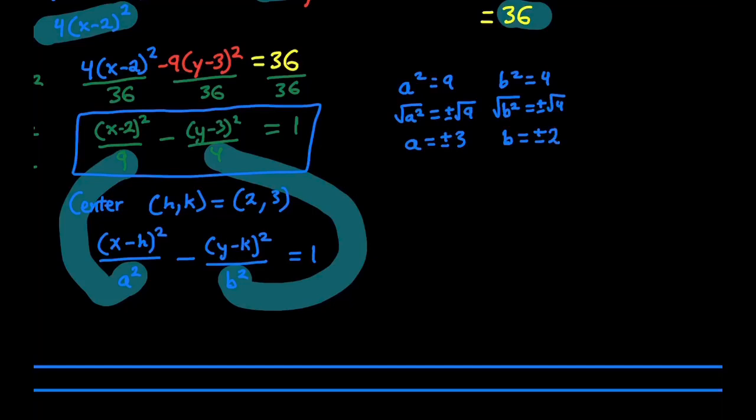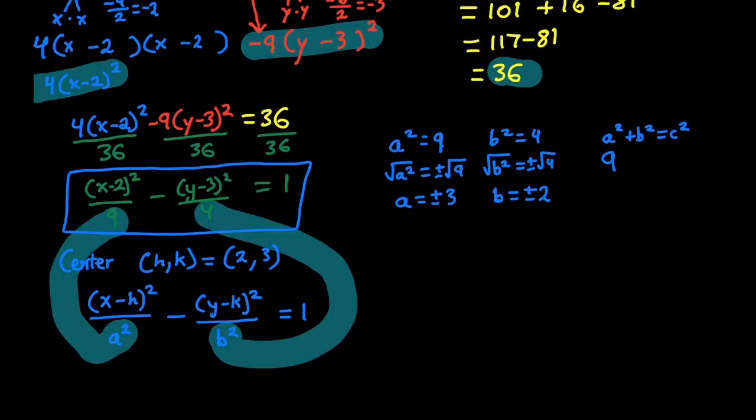To find out what c squared is, it's a squared plus b squared. That equals c squared. We have 9 for a squared. We have 4 for b squared. That equals c squared. And so this would be 13 equals c squared. You can switch these around. You could have started with the c squared on the left side. But at some point you'll get here, where you have the square root of c squared equals plus or minus the square root of 13.